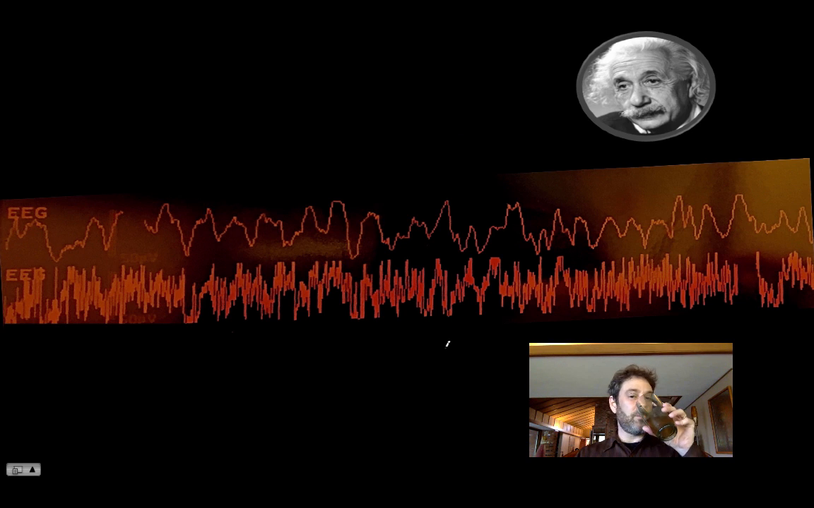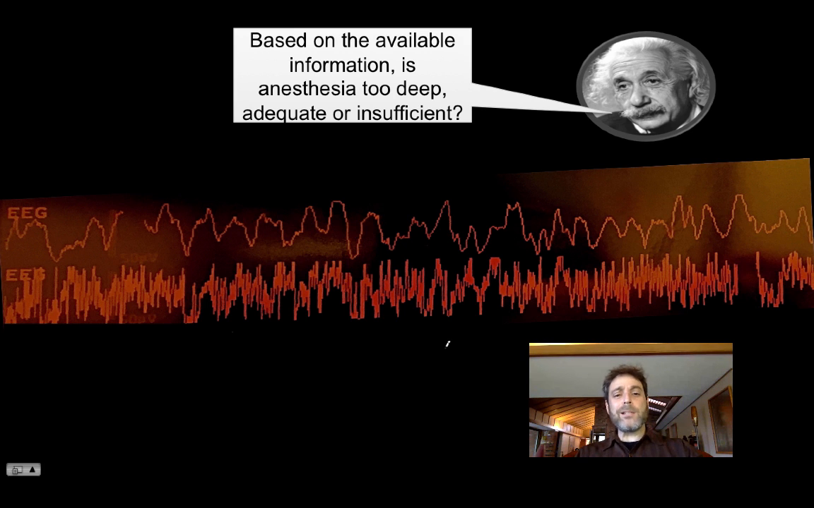So, here's the first example. Based on this very limited information that I'm giving you, would you say anesthesia is too deep, adequate, or insufficient? That's pretty tricky because I haven't given you sweep speeds. If you don't actually know what scale we're dealing with, you can see the scale here is 50 microvolts. But what are the sweep speeds? I'm going to tell you the sweep speed here is 50 millimeters per second, so that's 4 seconds of data, and the sweep speed here is 6.25 millimeters per second, so this is an epoch of 32 seconds of EEG.